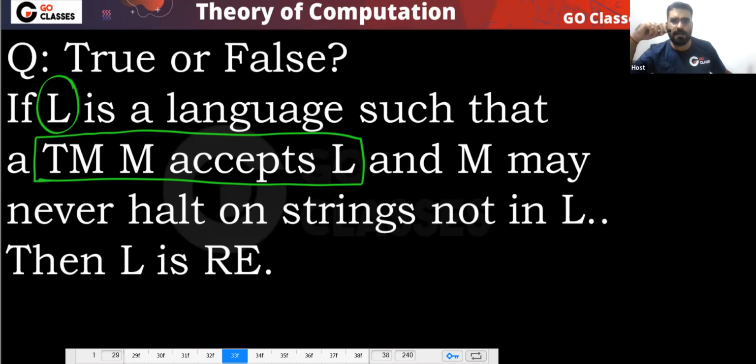There is a language L, and there is a Turing machine for it. This is enough to say that L is RE. This is enough. Yes or no?